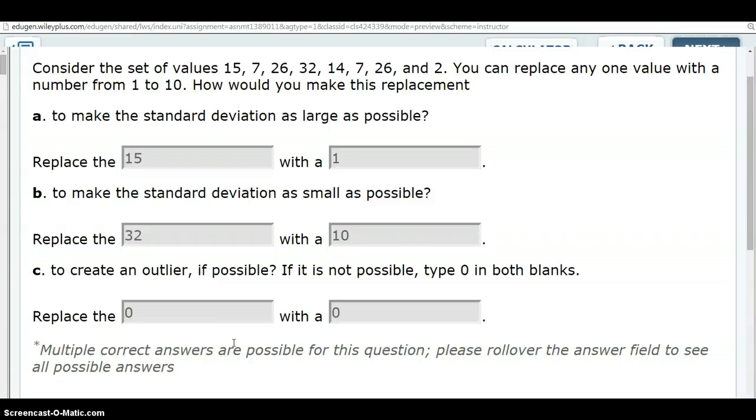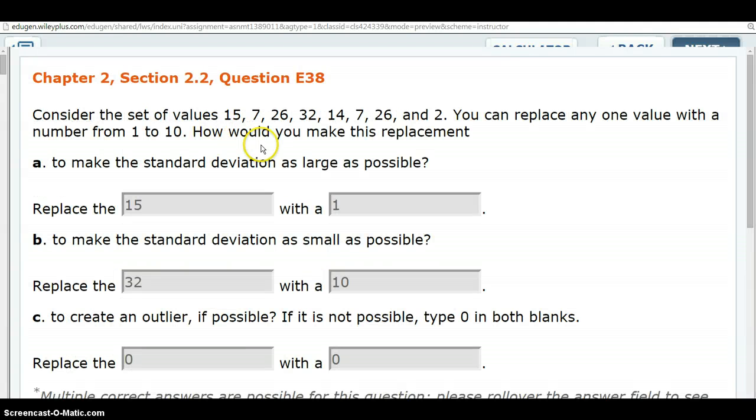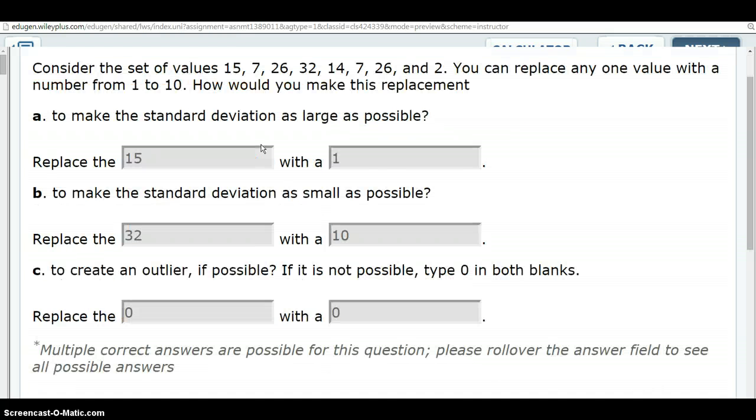Okay, we are on 2.2, question E38, and this one's more of a puzzle, I guess you could say. We have a series of values right here, and it looks like we have 8 values. We can replace any one of them with a number from 1 to 10. For example, we could take that 26 out and replace it with a 7, or we could replace the 2 out and replace it with a 2 again if we wanted.